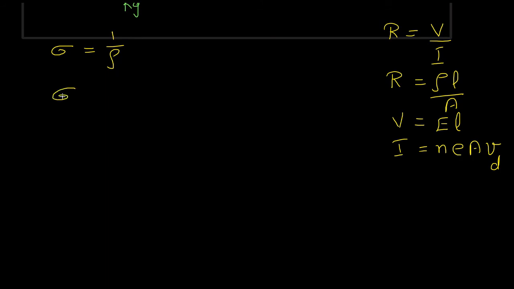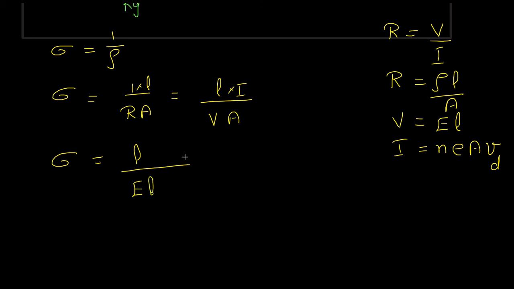Substituting for sigma, sigma equals 1 by rho, rho equals R A by L, and we know R is equal to V by I into A, and potential difference V in terms of electric field is E into L. I we know I is equal to n e A Vd. So sigma equals L divided by V, V is E into L, I is n e A Vd, divided by A. Now remove the terms. A cancels out, L cancels out.